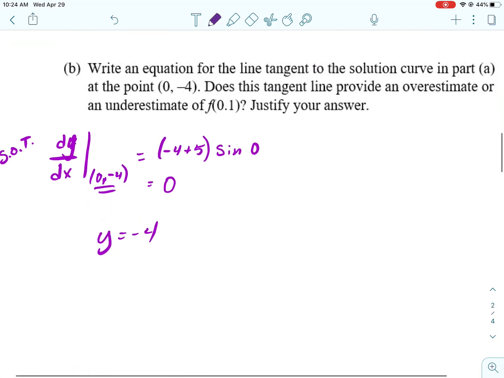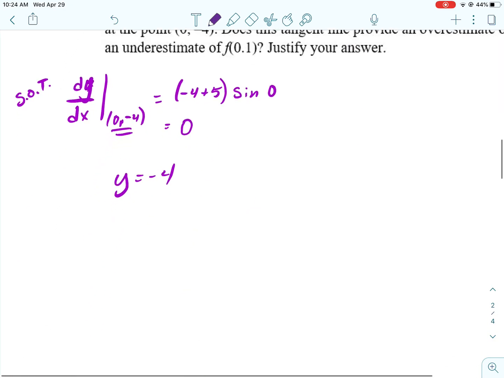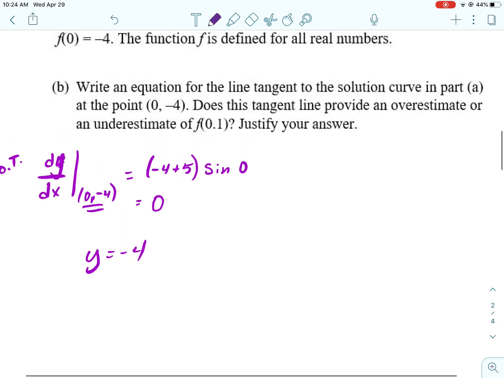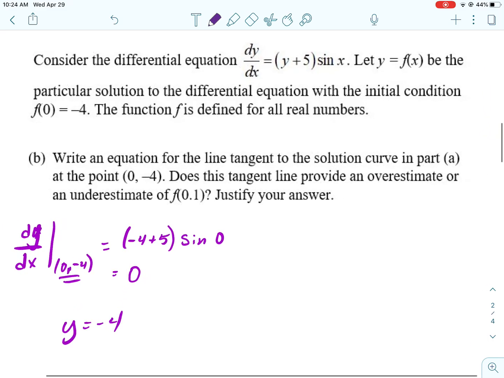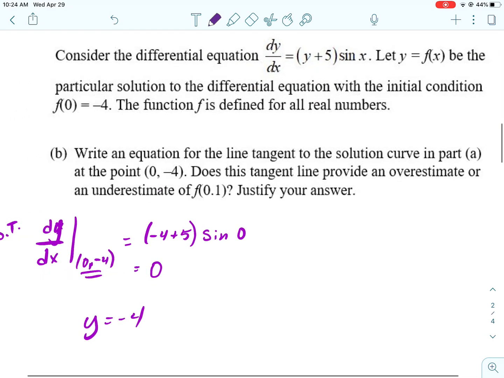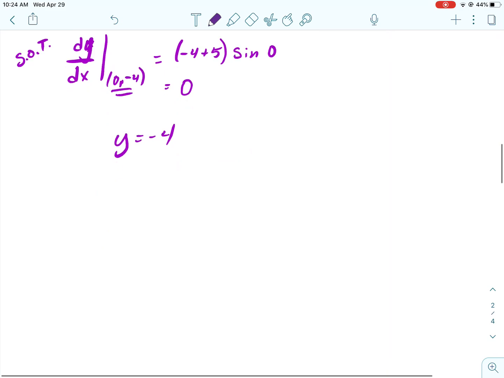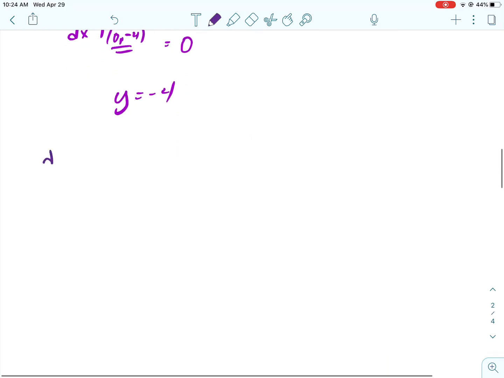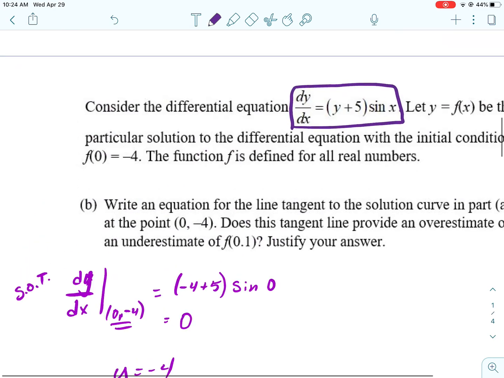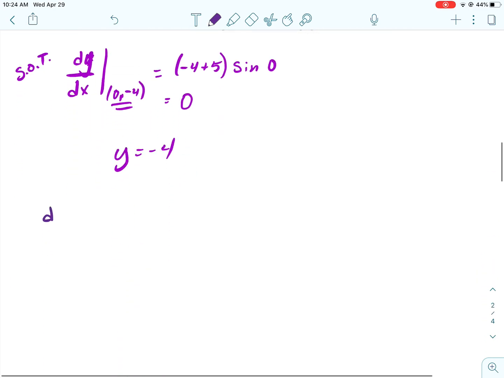And then what point are we doing? We're doing 0.1. So if we wanted to use that to estimate f of 0.1, it'd be about right there. I can tell by looking at the graph that it's an underestimate because that point is below the actual curve, but that's not going to be enough to justify. So to determine if a tangent line is an over or under approximation, we need to know the concavity. And to find concavity, we need the second derivative.